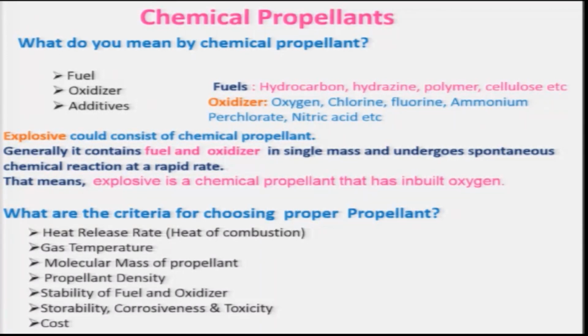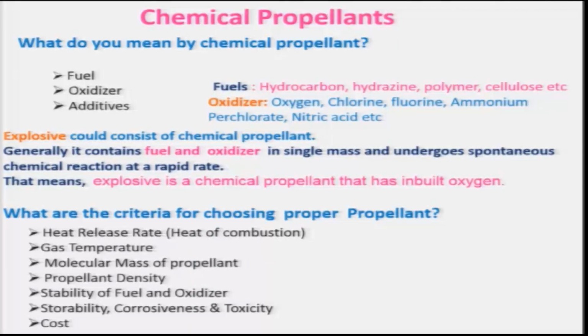And the molecular mass of the propellant is also one of the important criteria to be looked at, because a lower molecular mass of the propellant, meaning of the combustion gases, can provide us a higher ISP. And besides this, the propellant density is also an important consideration, because if the density of the propellant is higher, we can store a large amount of propellant in a smaller volume, such that we can have a compact engine.